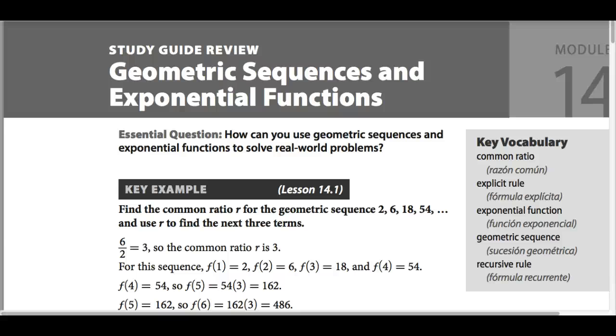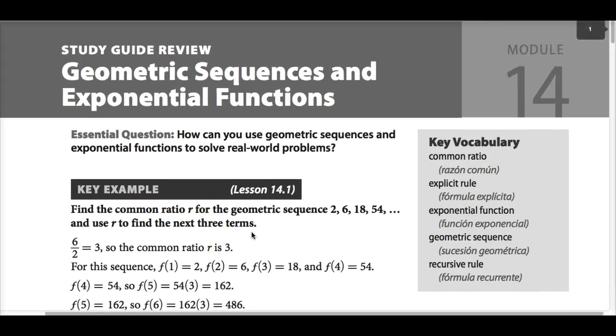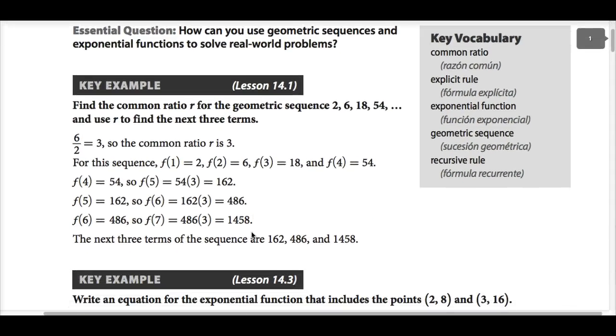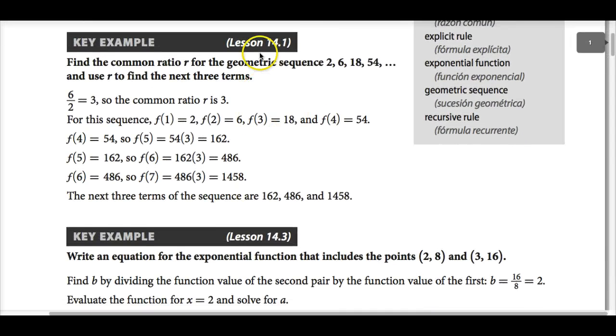Okay, so tomorrow is your test for Module 14, and I just wanted to show you that this is the page that you have to work on in order to study for the final. So if you look, it would tell you where all the sections are, and then it would give you a question. Find the common ratio R, and then use R to find the next three terms, and then it tells you all the answer over here, right? So according to this, what is your answer?